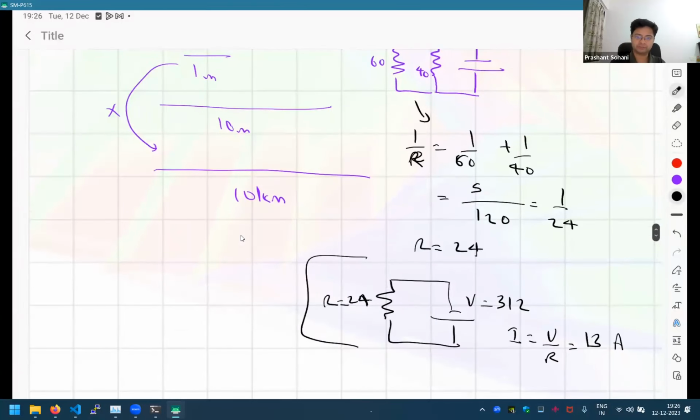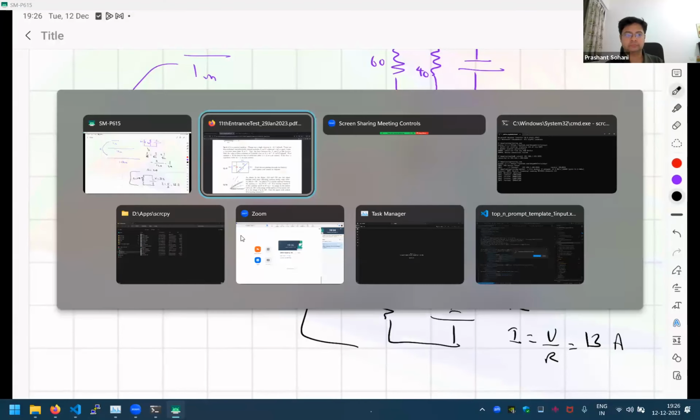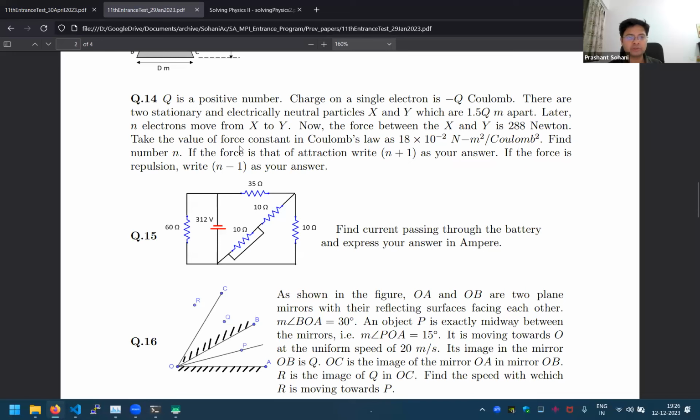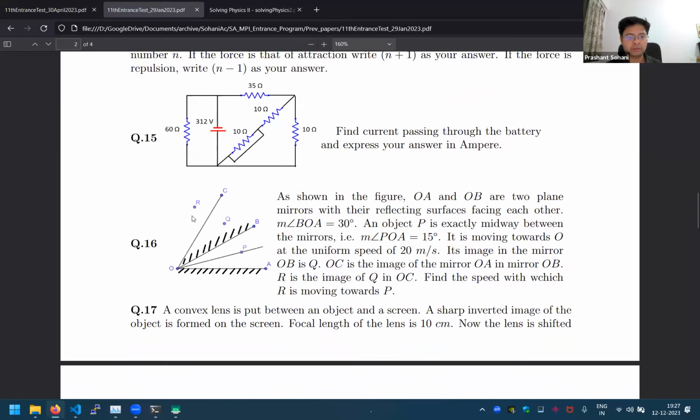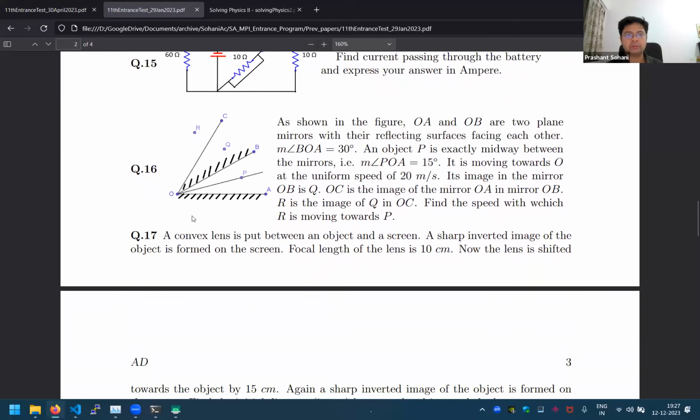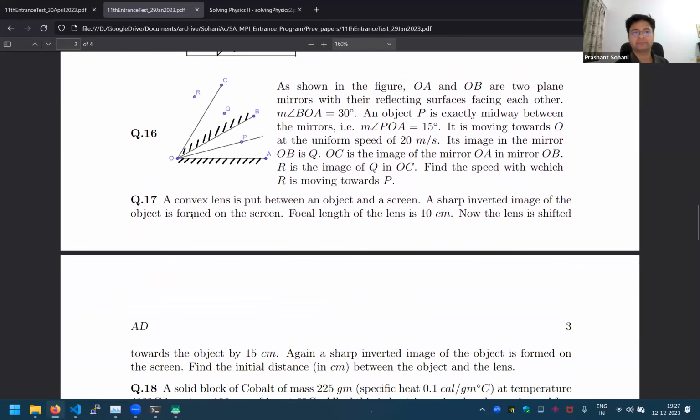I'll just wait for 1 minute. Okay, so this was question 15. These were the two questions on electricity from this paper. We also have a couple of questions from the next paper, but let us continue with the order of the questions as it is given here. We'll come back to those questions again.